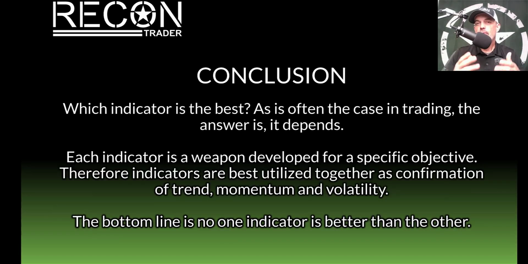So you might be asking yourself, well, what indicator is the best indicator? Well, as often is the case in trading, the answer is, it depends. Each indicator is a weapon developed for a specific objective. Therefore, indicators are best utilized together as confirmation of trend, momentum, and volatility. The bottom line is, no one indicator is better than the other. And that pretty much wraps it up. I just wanted to share with you the top 4 indicators that I use when trading crypto assets.